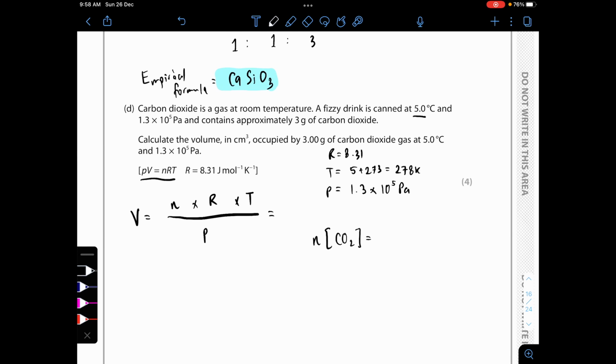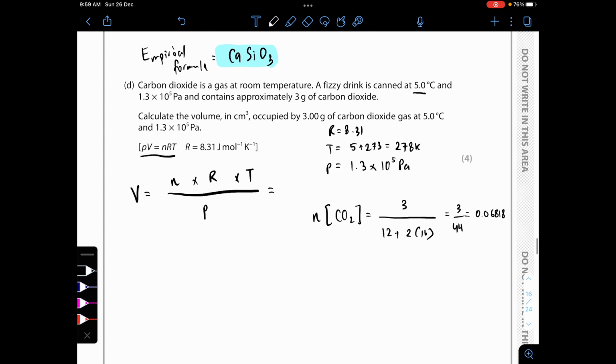So we know we have 3 grams of this, the mass. What about the molar mass? So that's carbon is 12 plus 2 times the oxygen atom, which is 2 times 16. That's 3 over 44. That gives us 0.06818, and this is just recurring. So you just leave it at 0.06818.